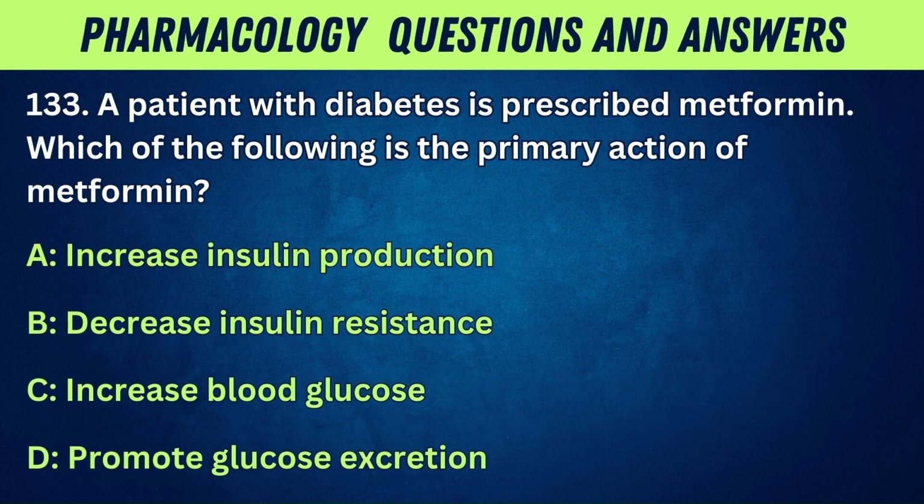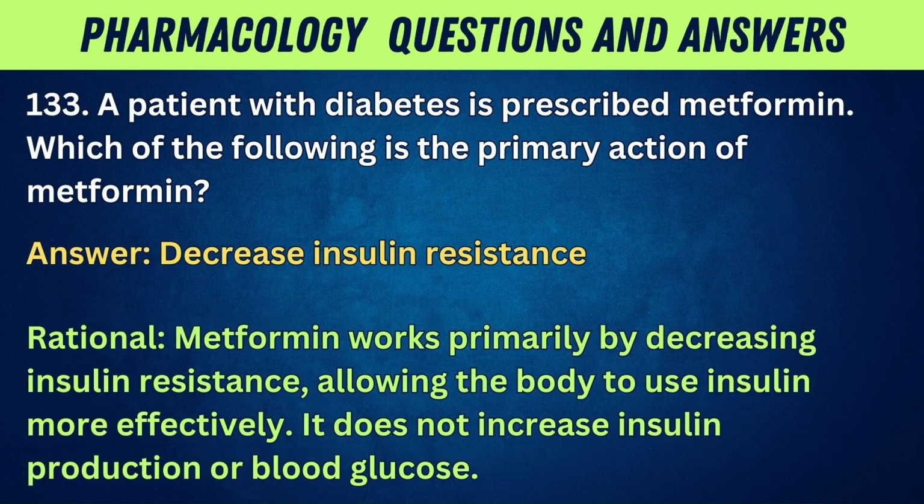133. A patient with diabetes is prescribed metformin. Which of the following is the primary action of metformin? A. Increase insulin production. B. Decrease insulin resistance. C. Increase blood glucose. D. Promote glucose excretion. Answer: decrease insulin resistance. Rationale: metformin works primarily by decreasing insulin resistance, allowing the body to use insulin more effectively. It does not increase insulin production or blood glucose.